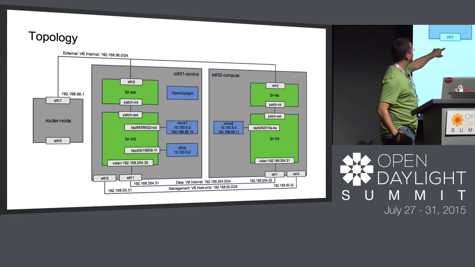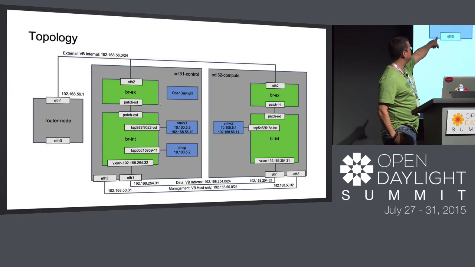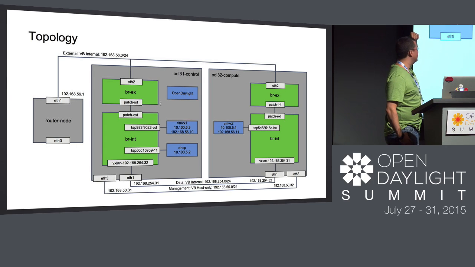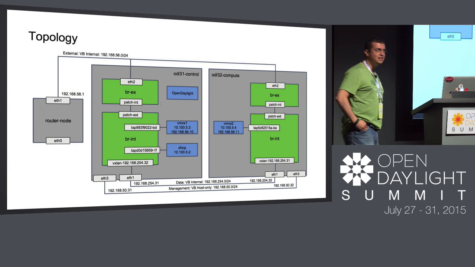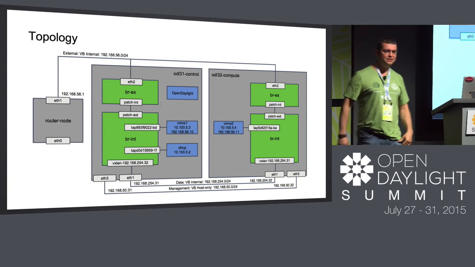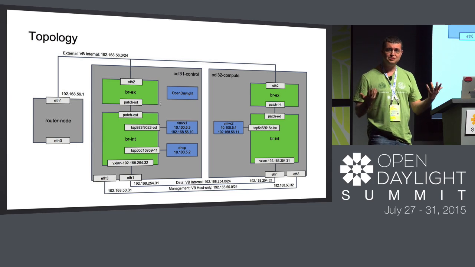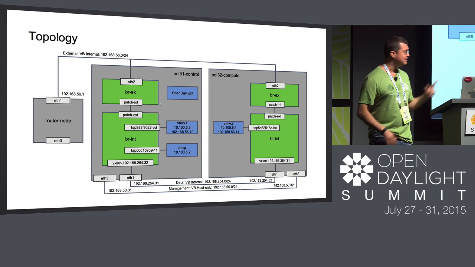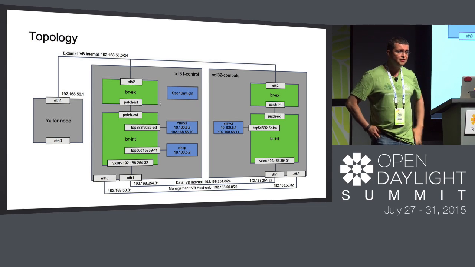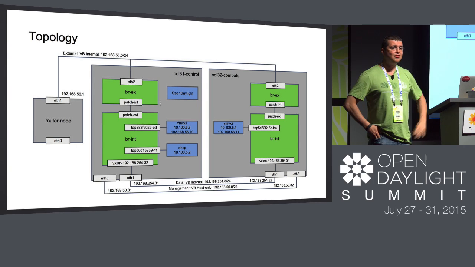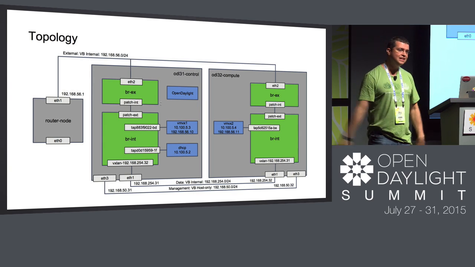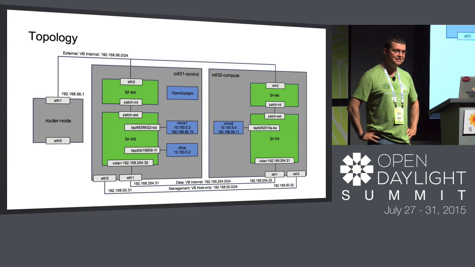And then OpenDaylight is running in ODL 31, as you can see there. And that is the back end of Neutron. So normally in the OpenStack world, you would have the L3 agent and the L2 agent. In this particular case, and I'll show you the local conf, we're not using that at all. We're just delegating all that job to OpenDaylight. So we really simplify OpenStack's life a lot.